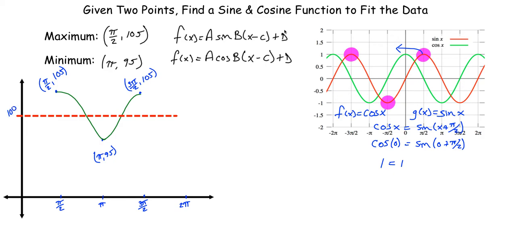So that means that I've found D, right? D is my midline. D is going to equal 100. So I'll just put that right over here. D is equal to 100.